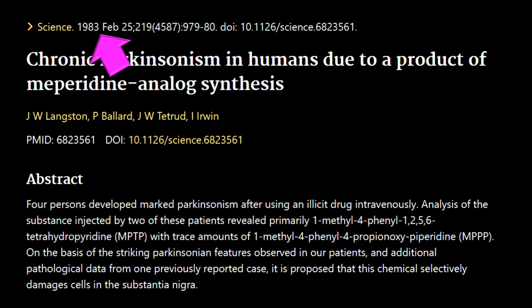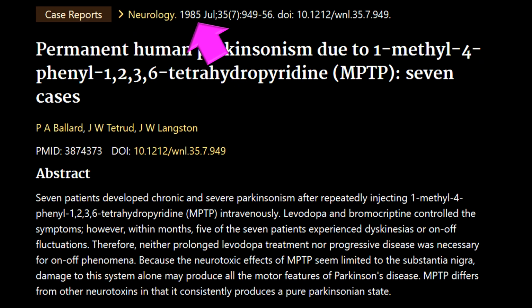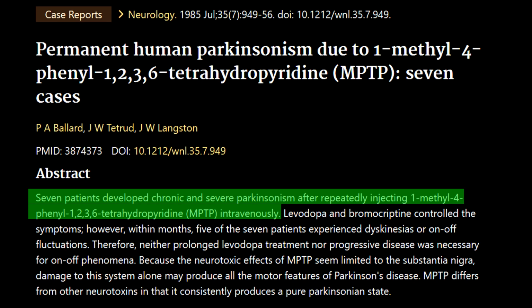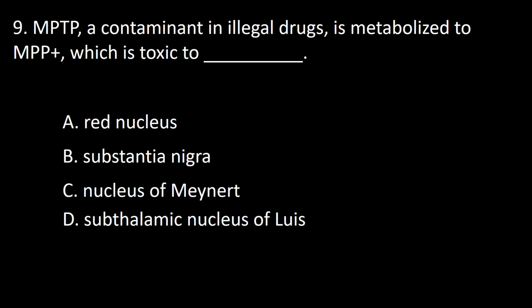In 1983, it was reported that 4 young men developed Parkinson's after using an illicit drug intravenously. 3 of the same authors 2 years later reported additional cases and confirmed that MPTP was a neurotoxin and that the damage it produced was limited to the substantia nigra. This condition is not considered a neurodegenerative disease, but it opened the door to our understanding of Parkinson's disease. So the answer to this question is B.